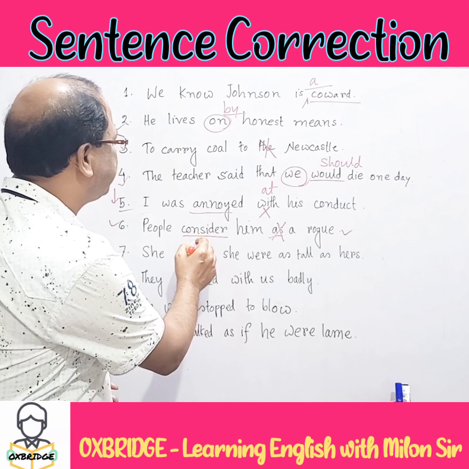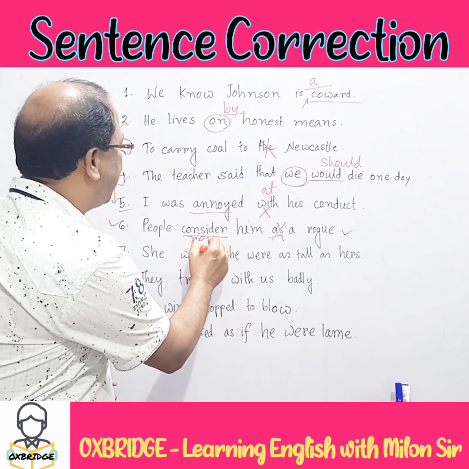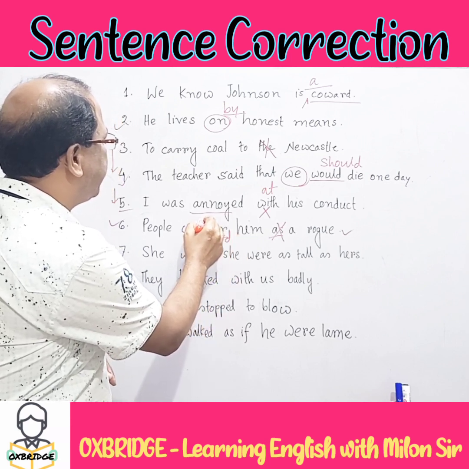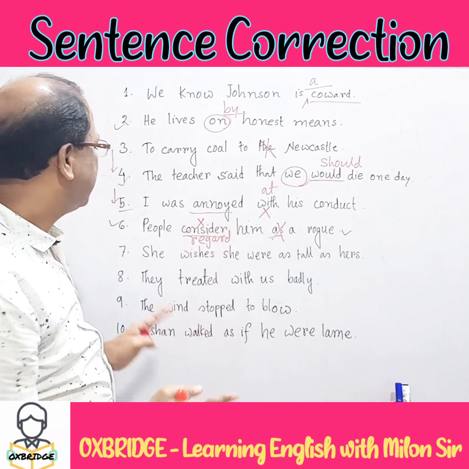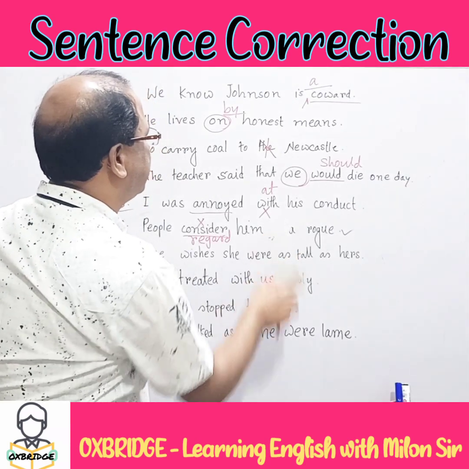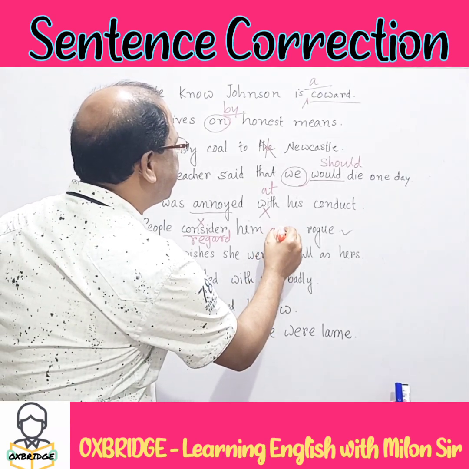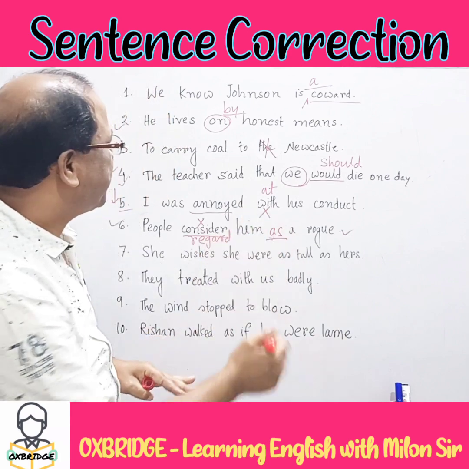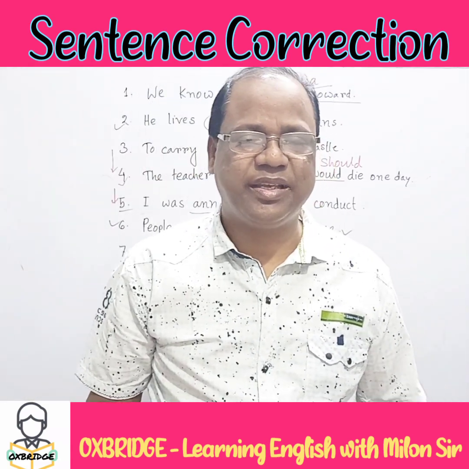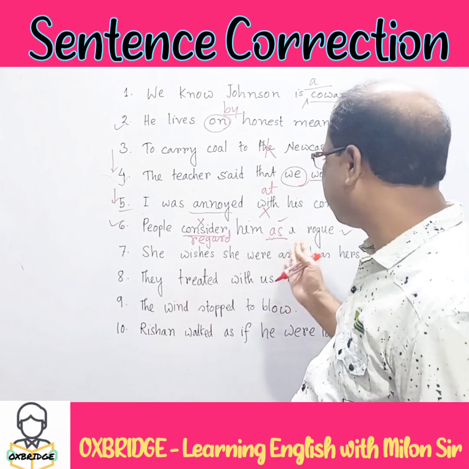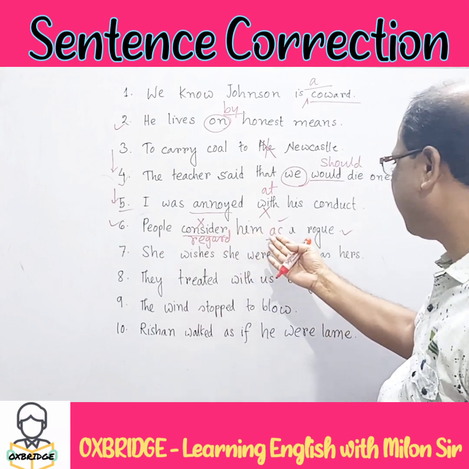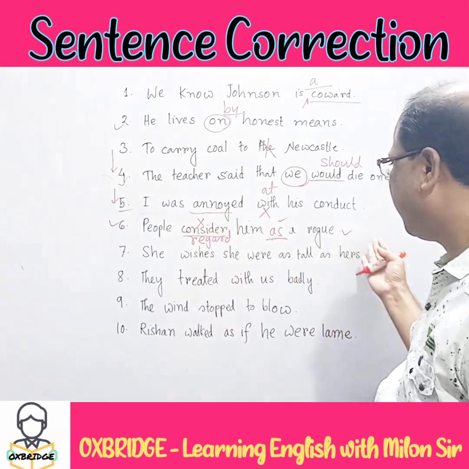by using regard, R-E-G-A-R-D. If you use regard instead of consider, people regard him as a rock, then as is right. So mind it, after regard we can use as, but after consider we shouldn't use as. So we can correct this sentence into: people consider him a rock, or people regard him as a rock.